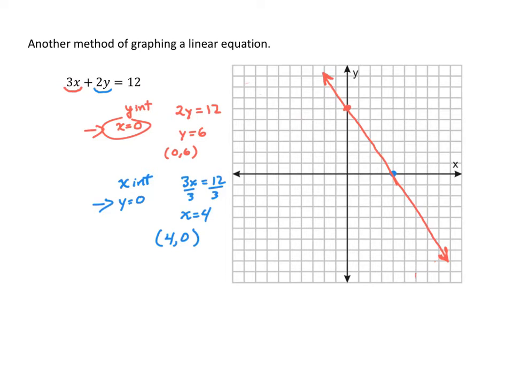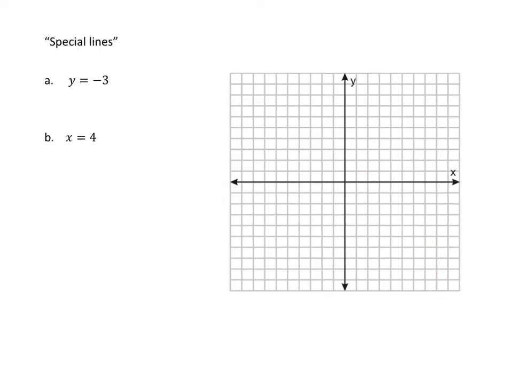Okay, so let's see what we have next. Special lines. Oh, look, we have special lines. Now, believe it or not, this y equals -3 is a line. And you're thinking, doesn't look like a line. All right, well, let's make an XY table and see what happens.